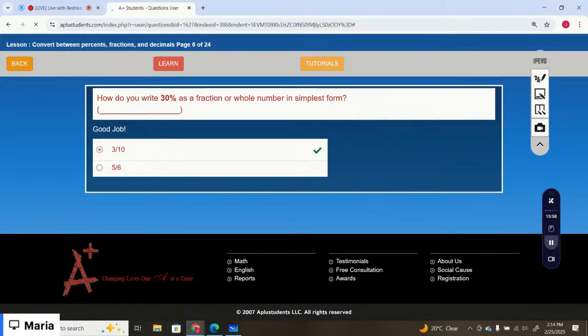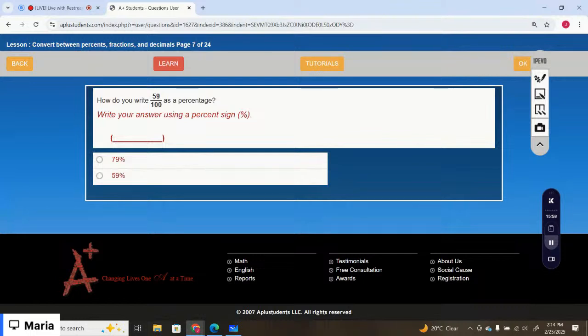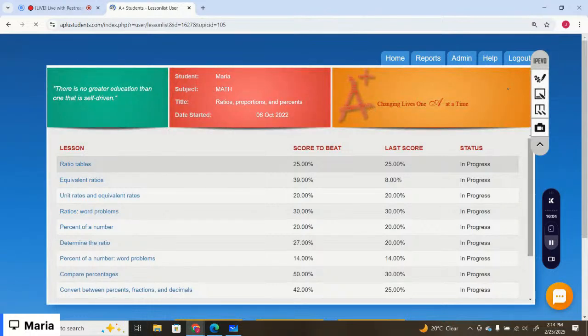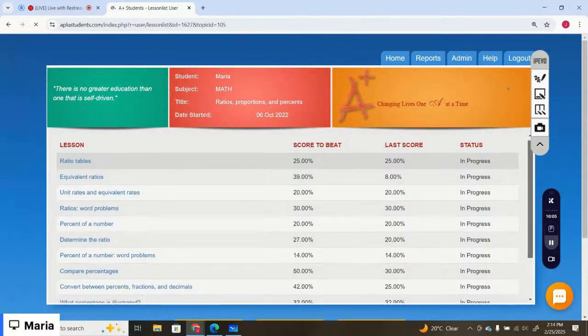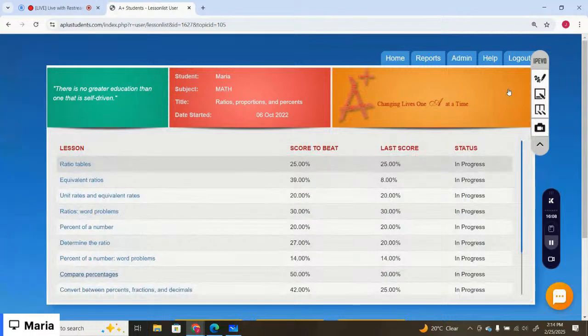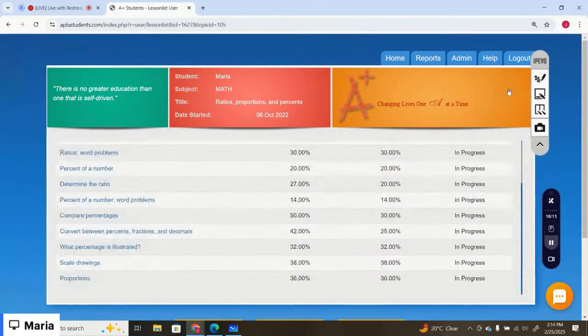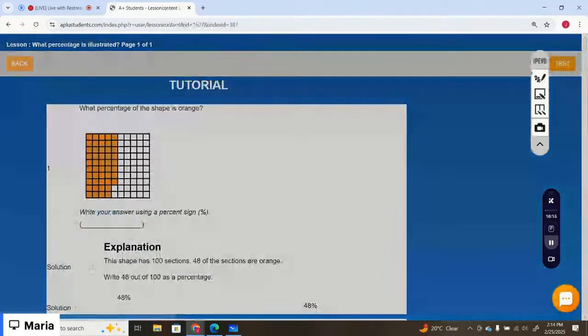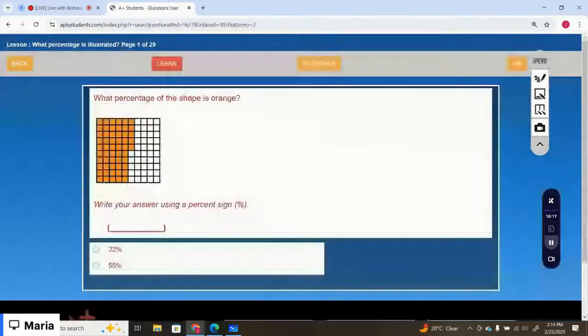The next lesson is what percent is illustrated. Let's just start with the test questions.